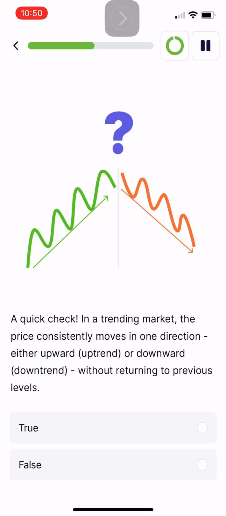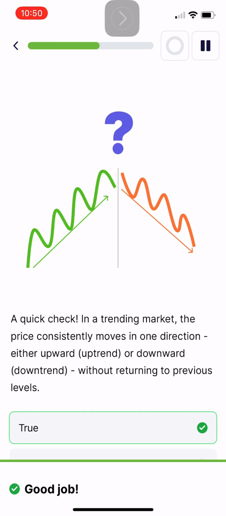A quick check. In a trending market, the price consistently moves in one direction, either upward, uptrend, or downward, downtrend, without returning to previous levels. Yes, you're right.